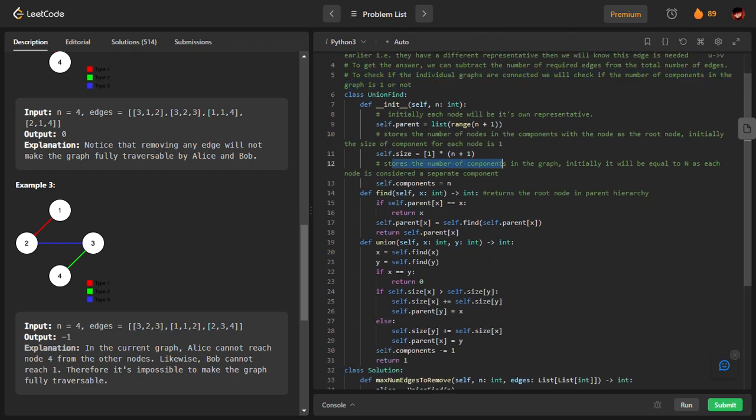Yeah. So suppose the number of components in the graph initially will be equal to the number of nodes, because each node is considered a separate component initially. Yes, that's the basic idea.